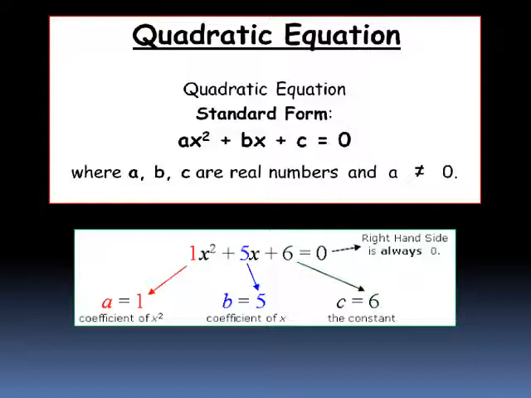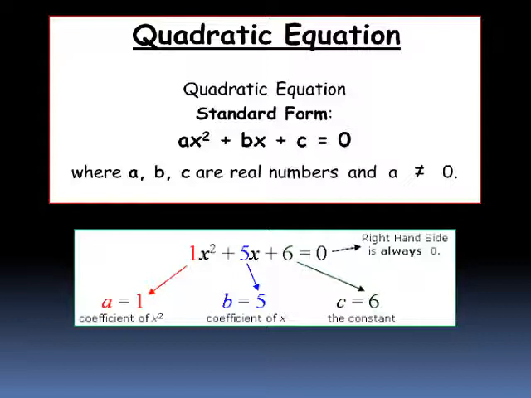In the standard form, the quadratic equation is ax squared plus bx plus c equals 0, where a, b, c are real numbers and a is not equal to 0. Let's understand it through an example. Consider the quadratic equation x squared plus 5x plus 6 equals 0. Do remember, in a quadratic equation, the right hand side is always equal to 0.